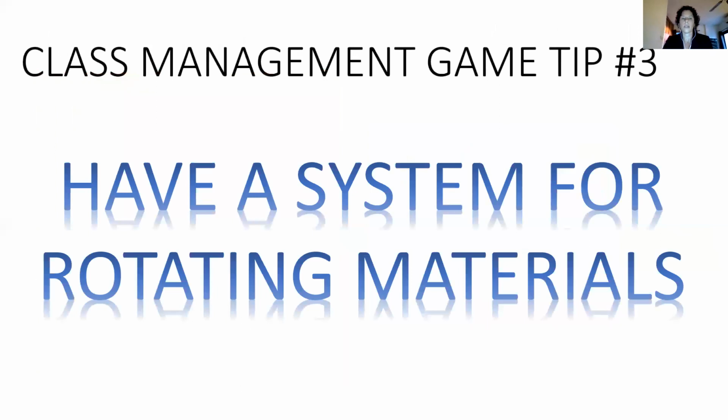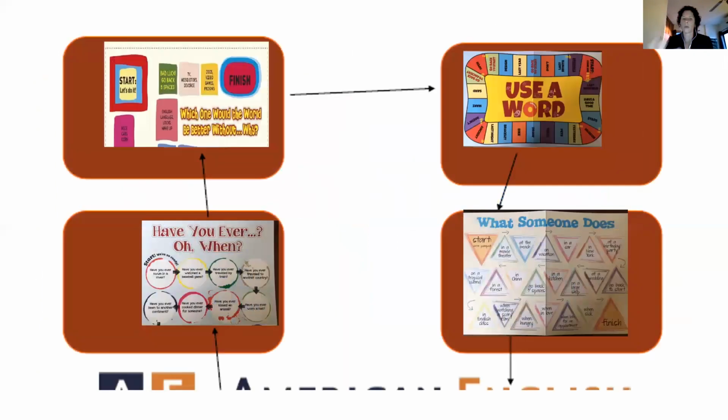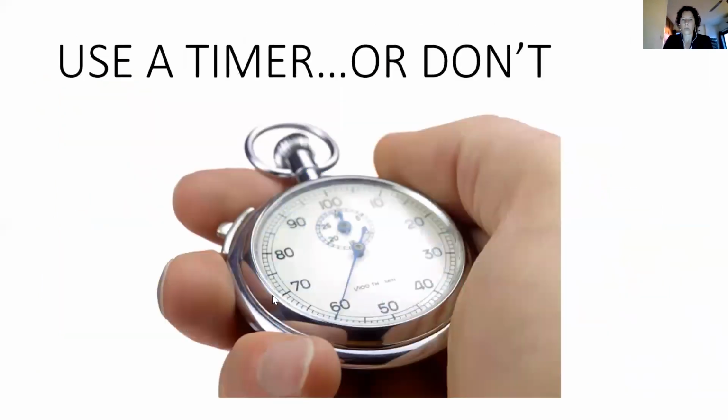Tip number 3, you should have some kind of system for rotating materials, particularly if you're playing more than one game. So for example, you might have 4 different stations set up, and you have to think about how you want your students to rotate. So clockwise, counterclockwise. Students can pass the game board after a certain period of time, whether that be 5 or 10 or 15 minutes. And it's up to you if you use a timer.